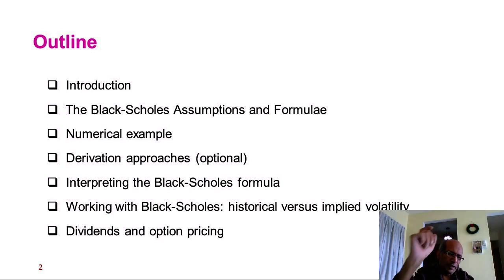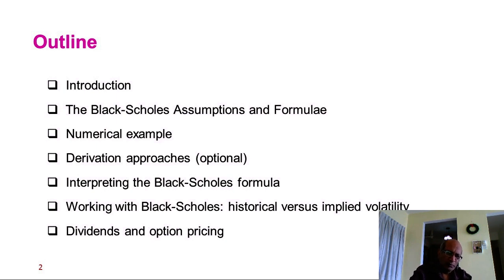The basic thing is you have to identify D1, D2 and convert them into N(D1) and N(D2) using the normal distribution table, and apply them into the equation to identify the call price or the put price. Then we will see the derivation approach, which is optional. We may go deeper or may not. And then we will follow up with interpreting the Black-Scholes model.